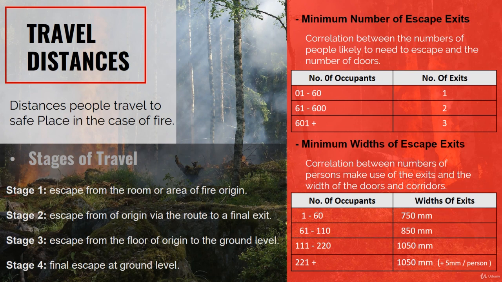Bear in mind that although it's important to consider the number and the travel distances, it's also important to consider the appropriate evacuation time and take into account those that may need to make use of wider exits, such as those using wheelchairs and walking aids. Here is the end of this lecture.